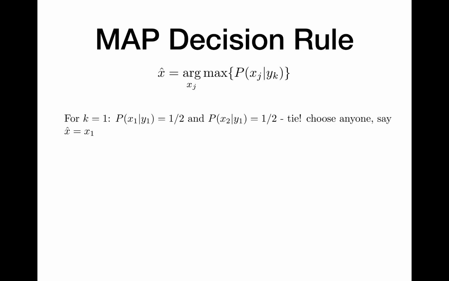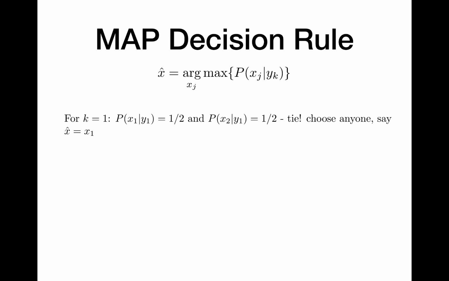So let's say you have observed y1 at your output, and you are trying to predict what is the optimum decision, what is the best possible estimate of the input x hat. In this case you have two inputs, x1 and x2. So whether x hat will be equal to x1 or x2. Basically x hat will be that value of x that maximizes the probability of xj given yk.